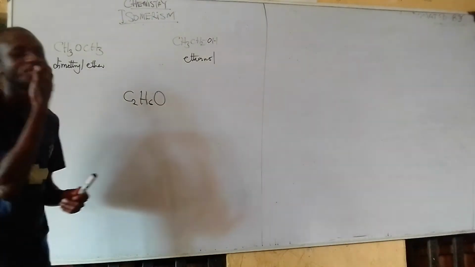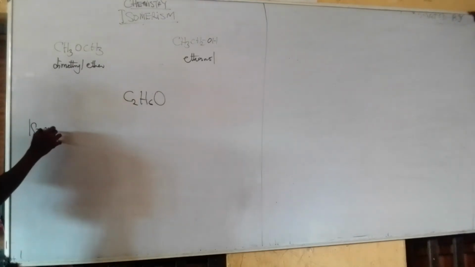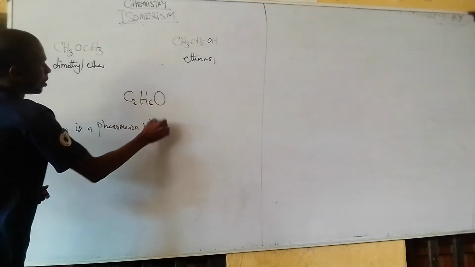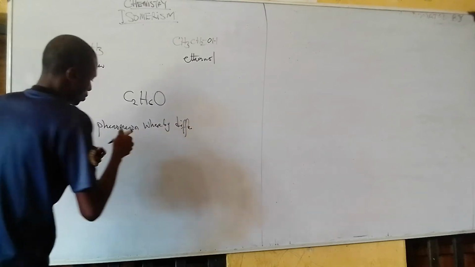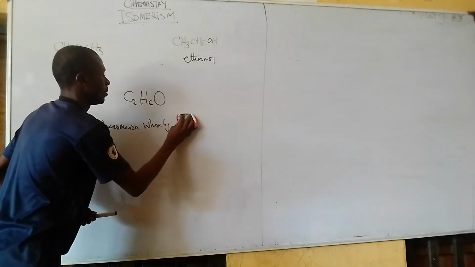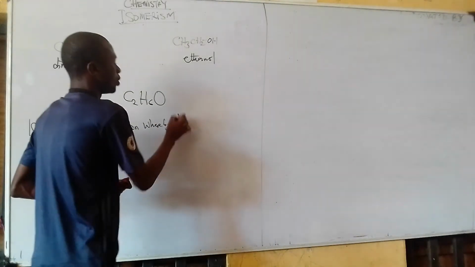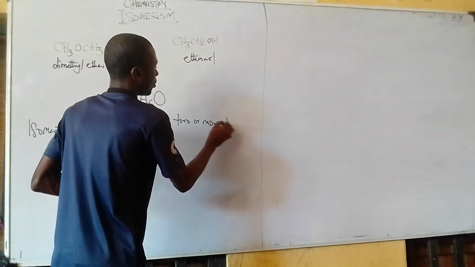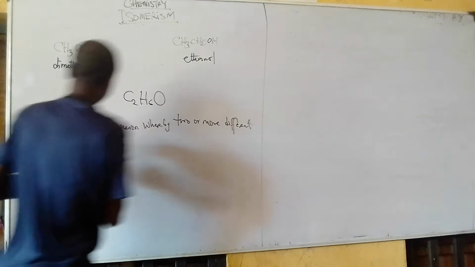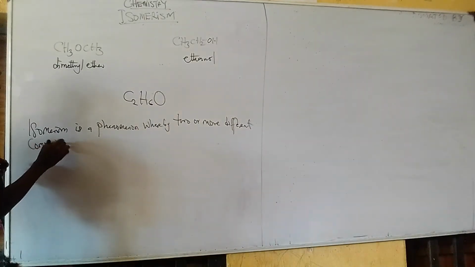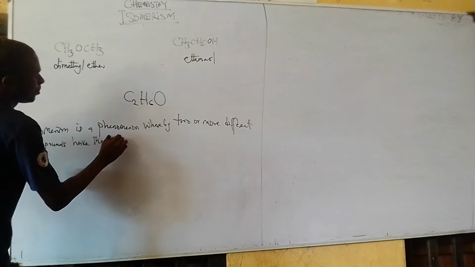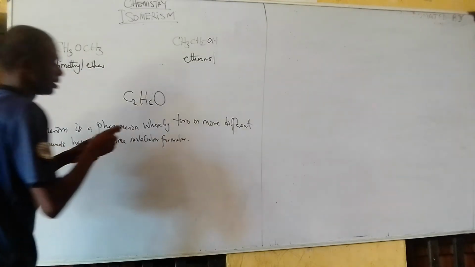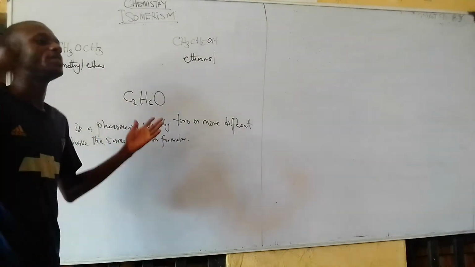I will define it for you now. Isomerism is a phenomenon whereby two or more different compounds have the same molecular formula. That is isomerism.